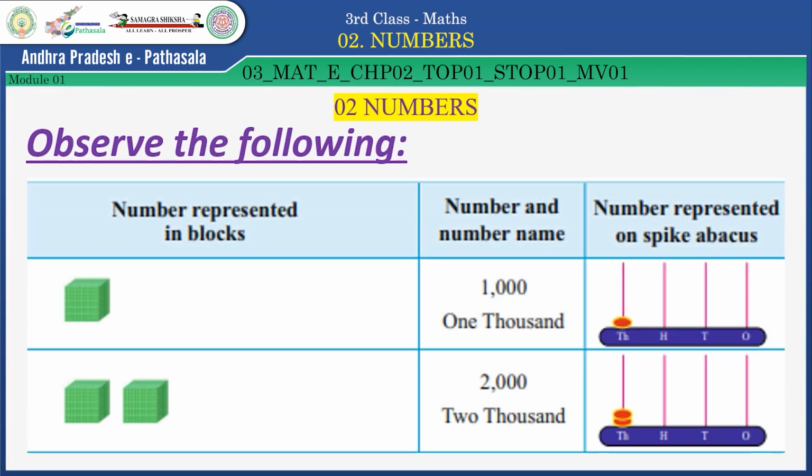Observe the following. You can see the number in the picture. It is 1000, which has 1 in its thousands place. So, we have one bead in abacus in thousands place. Similarly, you can represent the second number in abacus with 2 beads in thousands place.